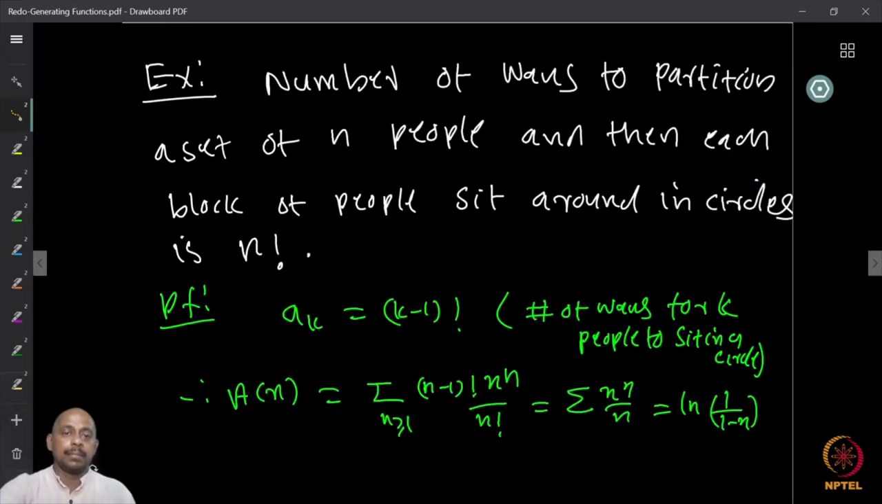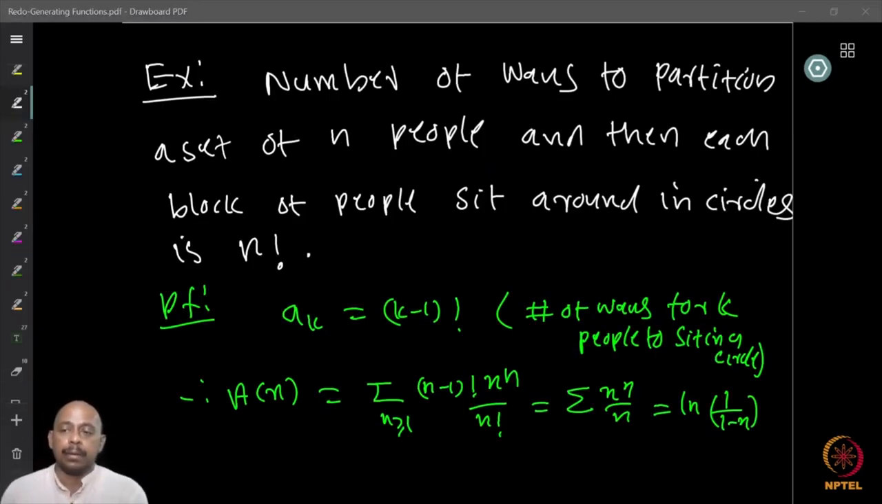Now let us see some application for this. Our first example is the following: we want to count the number of ways to partition a set of n people, and then once you partition, we want to ask each block of people to sit around in circles. Okay. And the claim is that this is precisely n factorial, right?